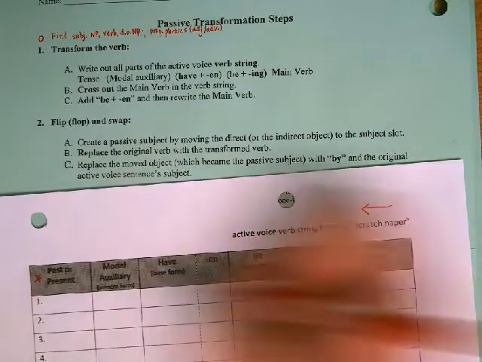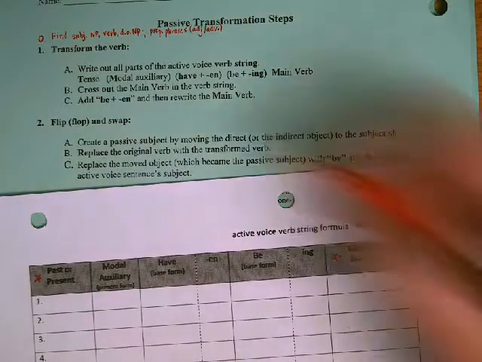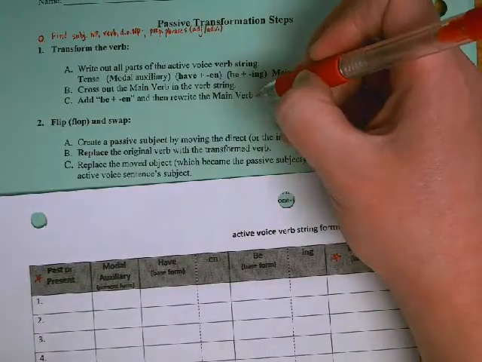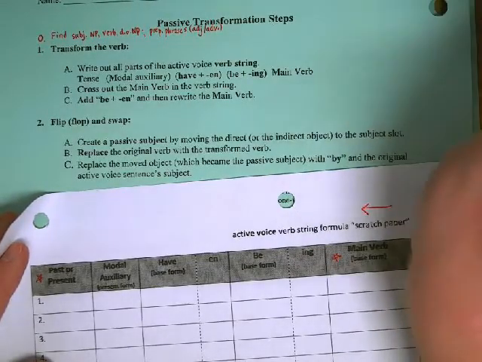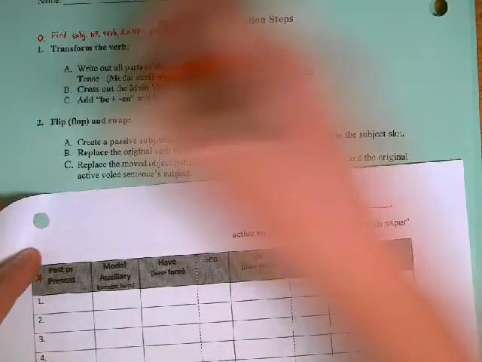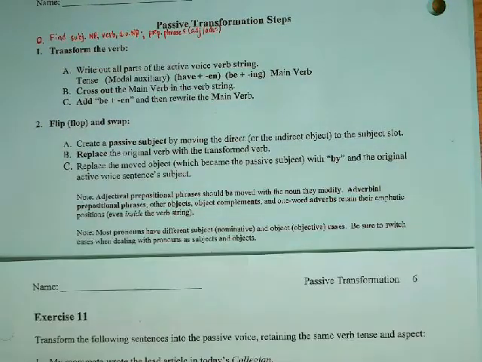Okay, so you write out all forms of the main verb, add be plus en and rewrite the main verb. So you're going to cross it out. Once you've written out that verb string, add be plus en and rewrite it. And then you'll do some switching. All right, so let's do one as an example.